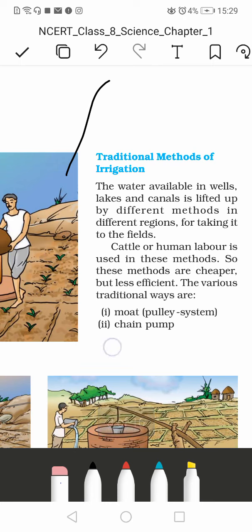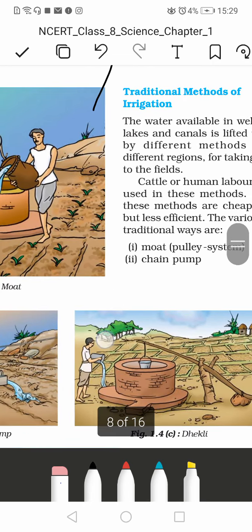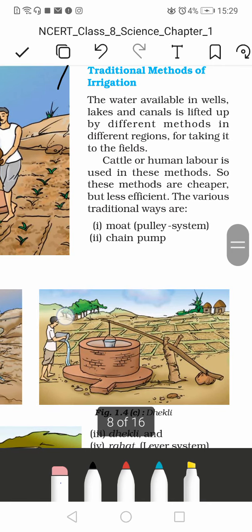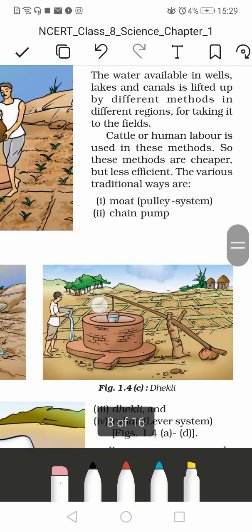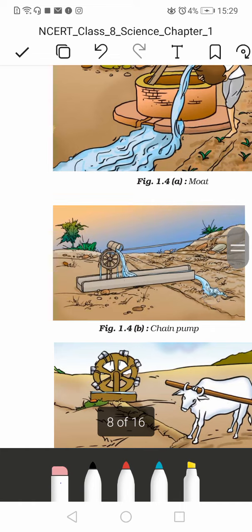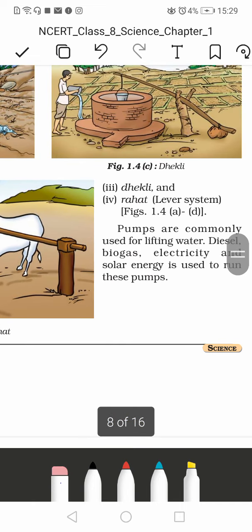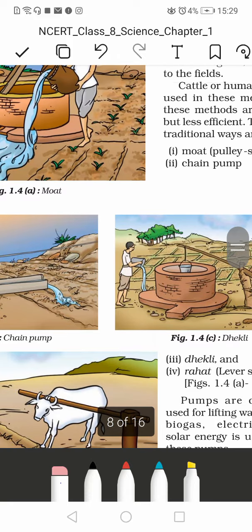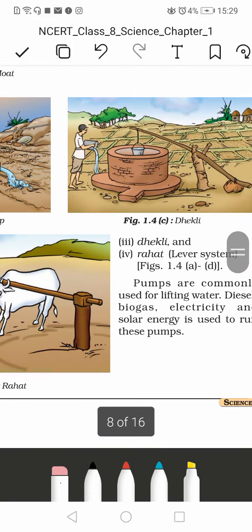Traditional methods of irrigation. The water available in wells, lakes, and canals is lifted up by different methods in different regions for taking it to the fields. Cattle or human labor is used in these methods. So these methods are cheaper but way less efficient. The various traditional ways are moat, the pulley system, the chain pump, and after that Dhelki and Rahat, which is the lever system. Let me show you the pictures of each.